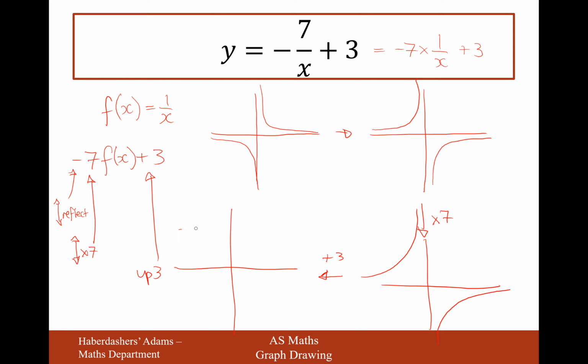Drawing your asymptotes first, and then we're moving this graph up 3. So it's going to be up like that and round like that. So there we are, that's the answer to this question, this graph here.